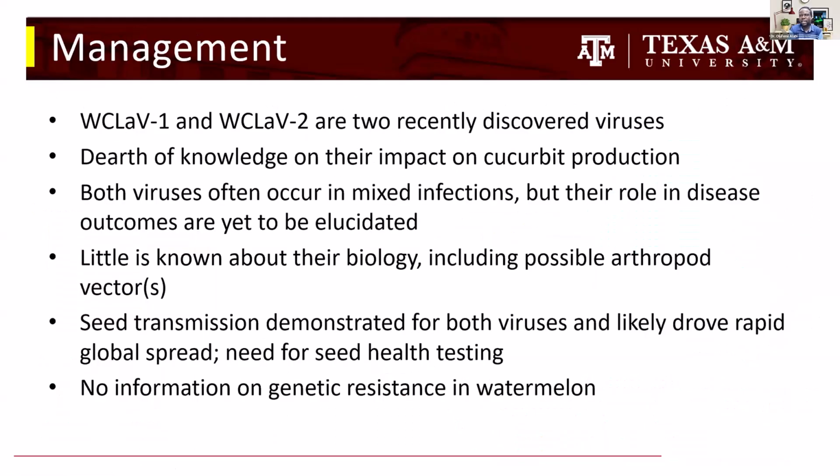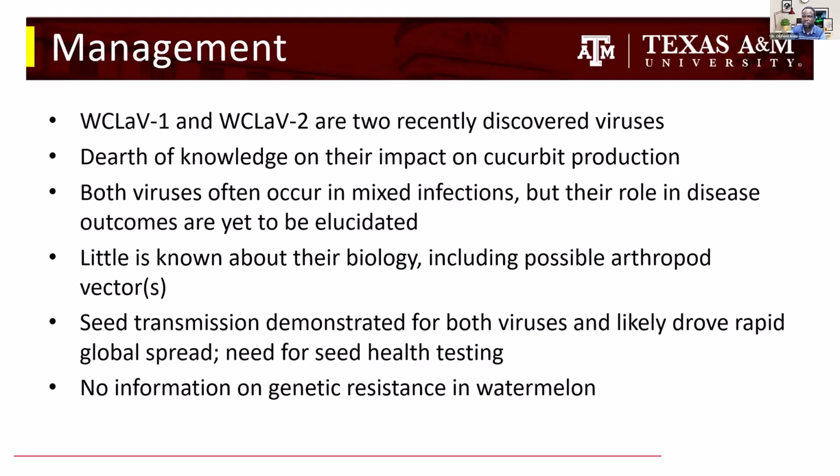In terms of management, again, these are two recently discovered viruses. They are still evolving. There are a lot of things that we do not know about them. For example, there is a lot of question of whether they actually impact cucurbit production, either by themselves or in mixed infection with other viruses, and whether they are contributing to symptom severity. So there are a lot of things we still do not know about their direct impact. There are also things we do not know about their biology, including the possibility of them being vectored by an insect.